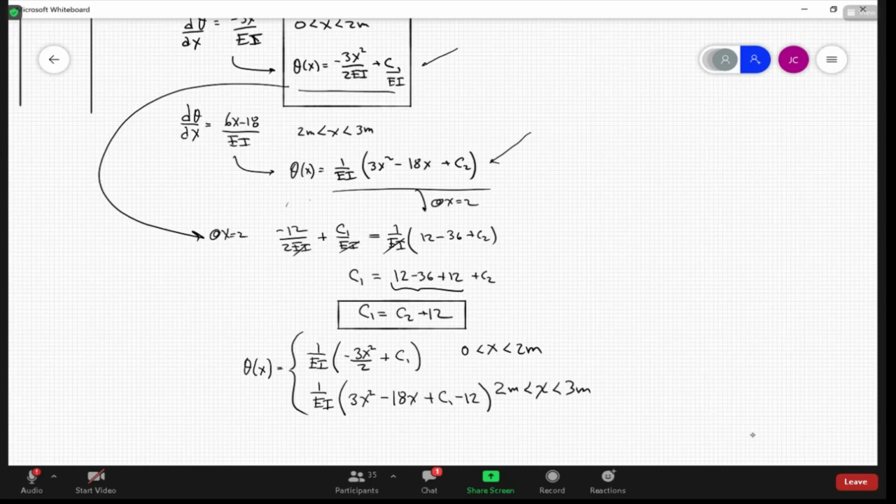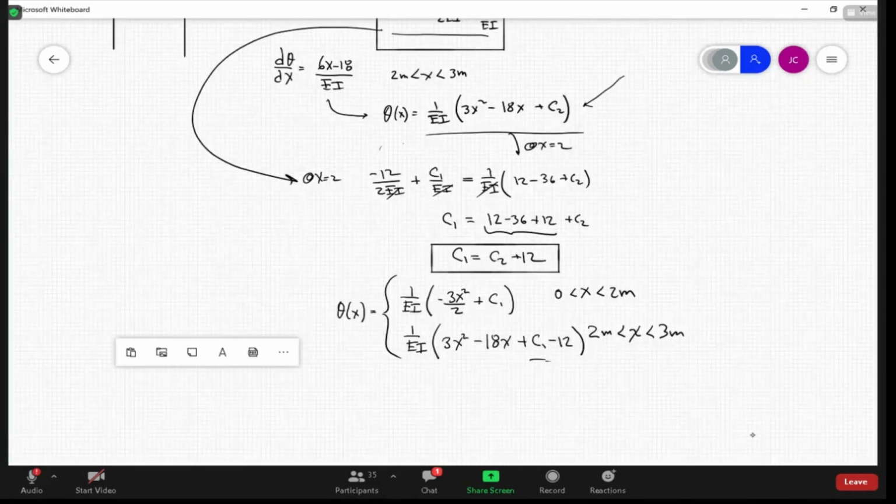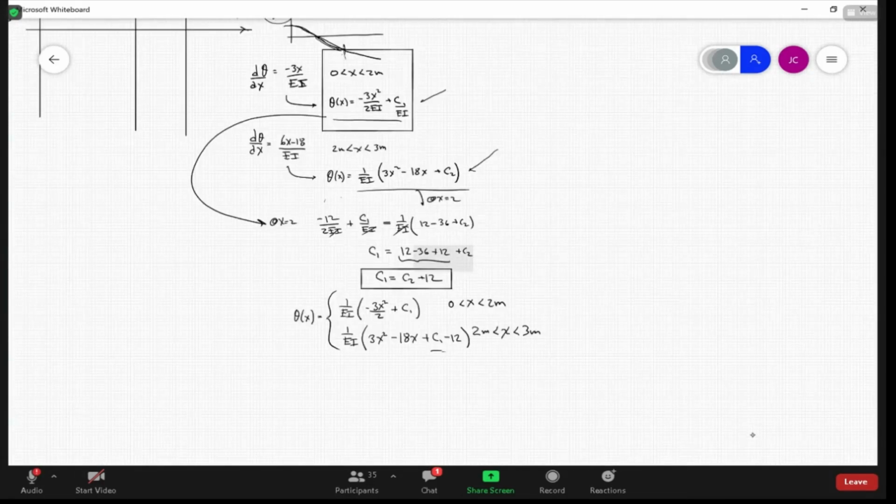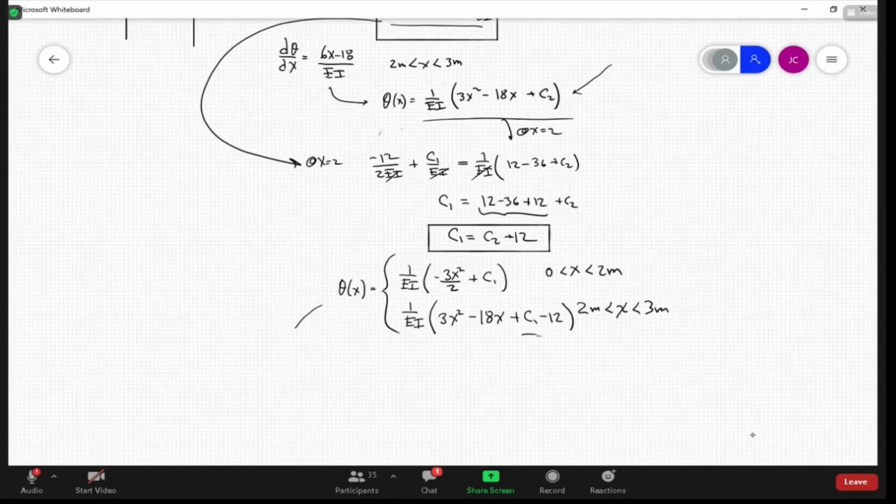So I still have the single constant of integration here, but I don't have time to do it here. What we're going to do next is take this and get that the deflection curve v of x is equal to the integral of the slope with respect to x. Again, we're going to have to do it piecewise because we have the discontinuity at the intermediary pin joint.